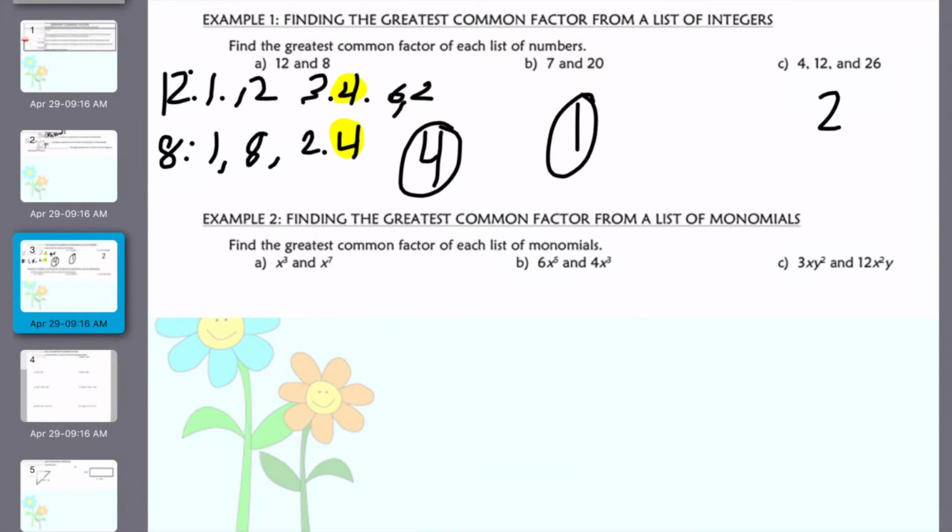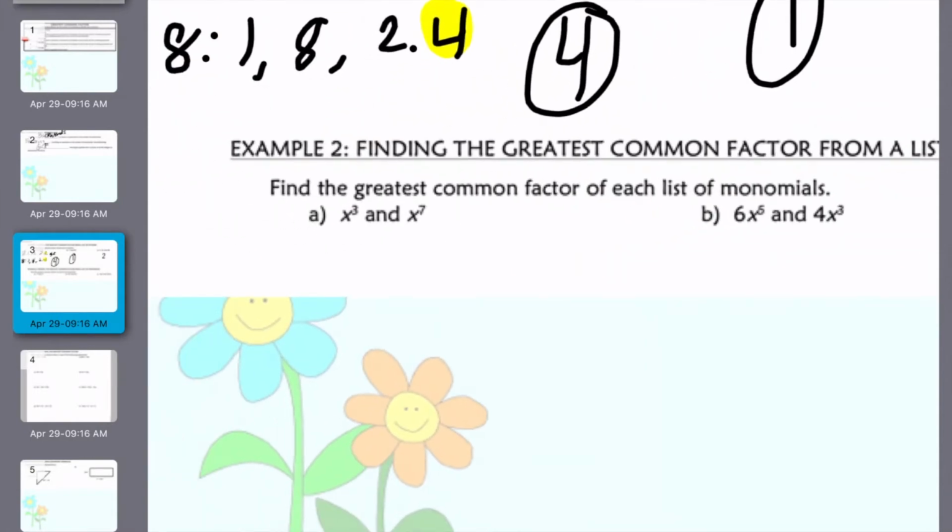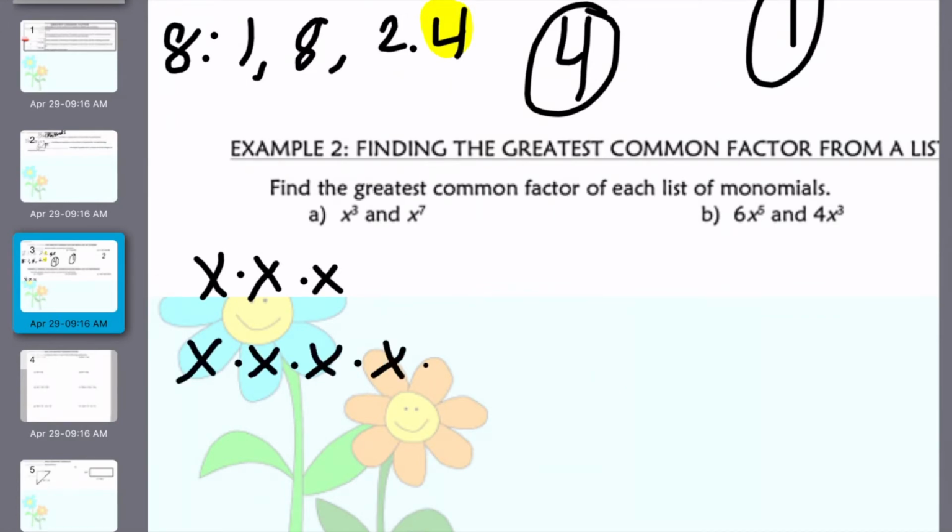And this same thing works with exponents as well. Find the greatest common factor of each list of monomials. For part A, I have x to the third and x to the seventh. x to the third is made up of x times x times x, and x to the seventh is just 7 x's in a row. When I look at these factors, their greatest common factor is just 3 x's, or x to the third.